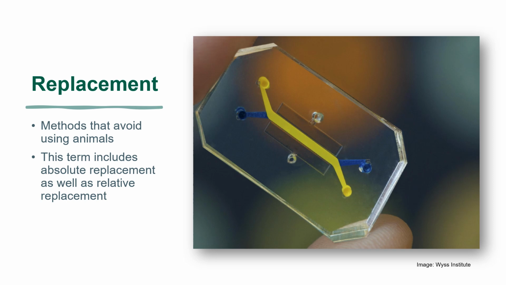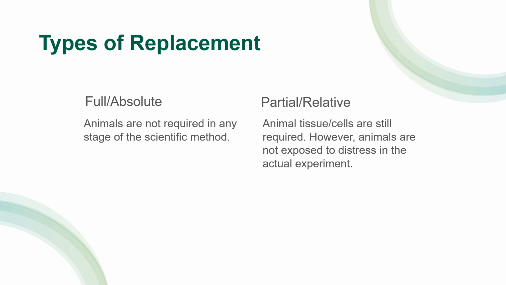In replacement, methods are used that allow research experiments to be conducted without relying on animals. There are 2 replacement strategies: absolute replacement and relative replacement. Absolute replacement involves eliminating the need for animals. This can be accomplished using cell cultures or tissues, simulating biological processes using computational models, creating artificial systems for testing, such as lab-on-a-chip technology. Absolute replacement provides accurate data without animal suffering.